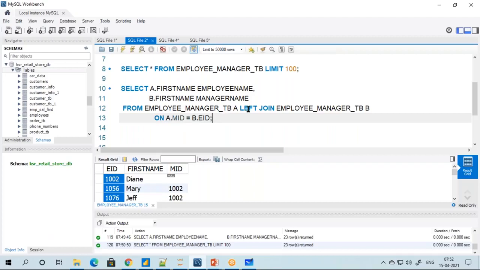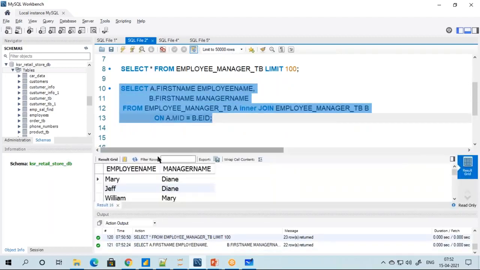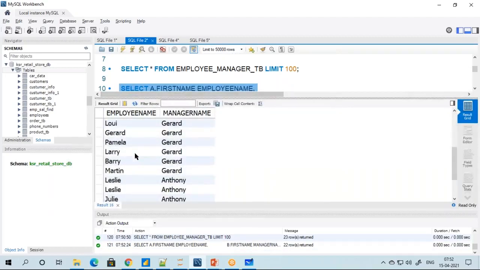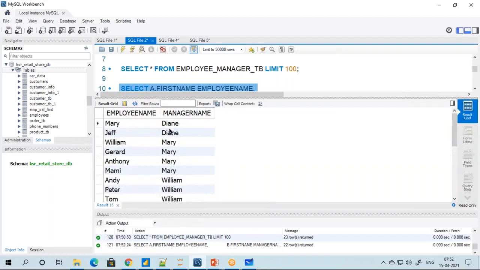And there is nothing called self join syntax. You don't need to mention any self join. If you just use the same table, obviously it is going to be taken as a self join. For example, I give inner join, and I still get the same result. But one thing is missing: Diney's record is not coming, because Diney had null. Diney's record is not coming because Diney had no manager.